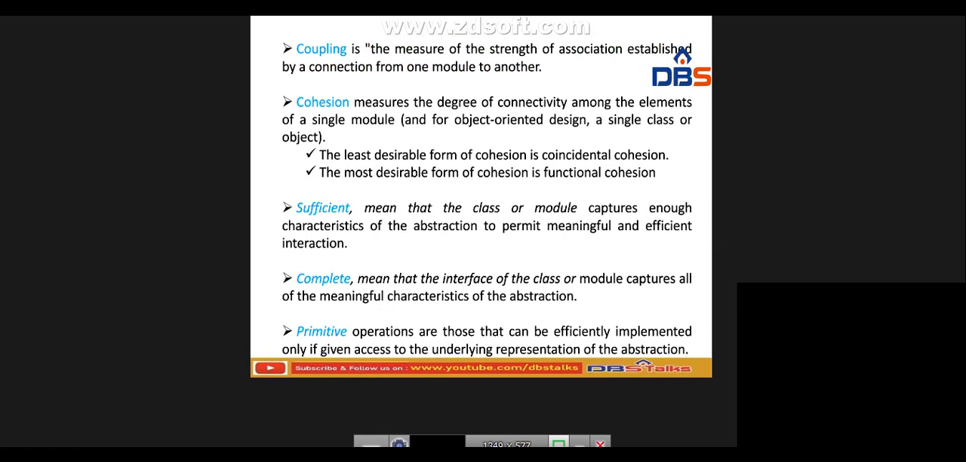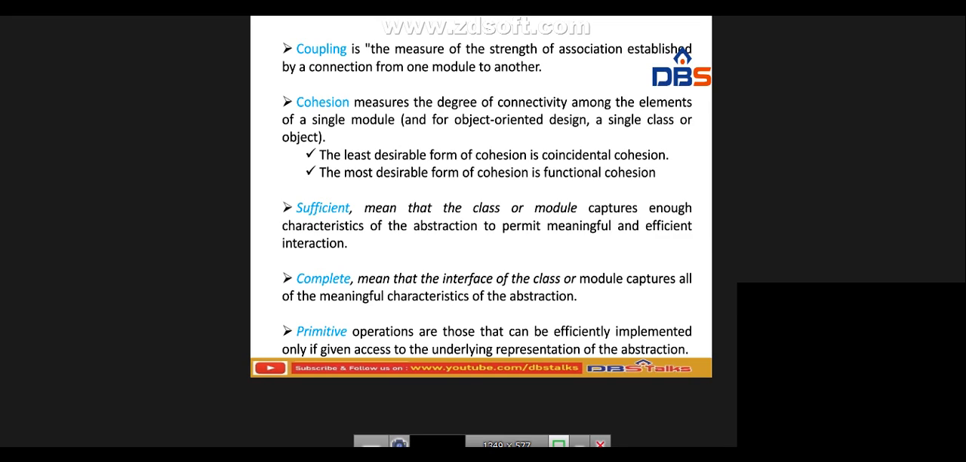Coupling is the measure of the strength of association established by a connection from one module to another. Simply, we can say it is the connection between one module and another module. Whenever we implement a particular application, different types of modules are available in it. One group of modules will be implemented, they interact, and they can be coupled to all the modules.